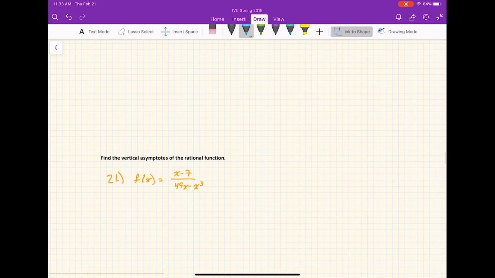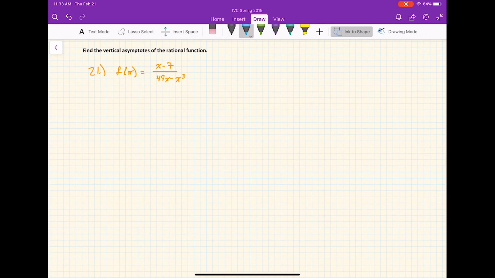All right, we'll move on to number 22. Find the vertical asymptotes for the rational function. Okay, well, the first thing we need to do is we need to factor this out a little bit. So we'll look at the bottom as x times the quantity 49 minus x squared. And now we can further factor that out into x times the quantity 7 minus x and 7 plus x.